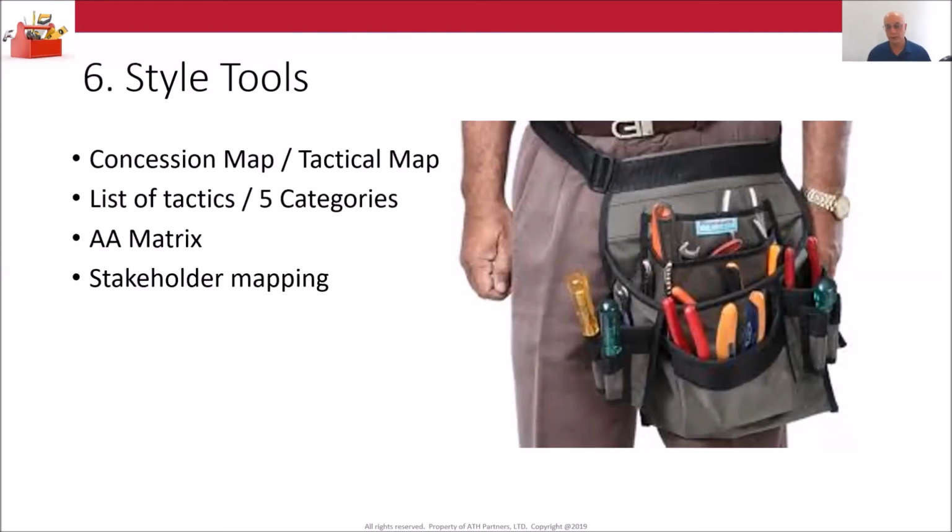The tools for your style journey from opening to close. First, your concession map, or your tactical map, whatever you're calling it, same thing, maps out how you're moving from your opening to your final deal. The list of tactics and the 5 categories will also be very helpful here. The AA matrix, the analyze and adjust matrix, is going to be extremely useful if you're dealing with someone from a different culture. Even if it's from the same country, you might have a different negotiating culture. And stakeholder mapping is going to help you understand the priorities and the values of the person that you're talking to.